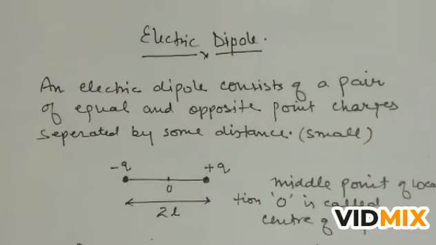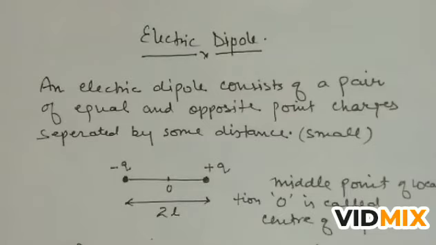So what is an electric dipole? As you have learned in chemistry also, there are many molecules which have two ends, one positive and one negative. For example, ammonia, water, alcohol, carbon dioxide, HCl. These are some examples of electric dipoles. You had all learned this in chemistry also.